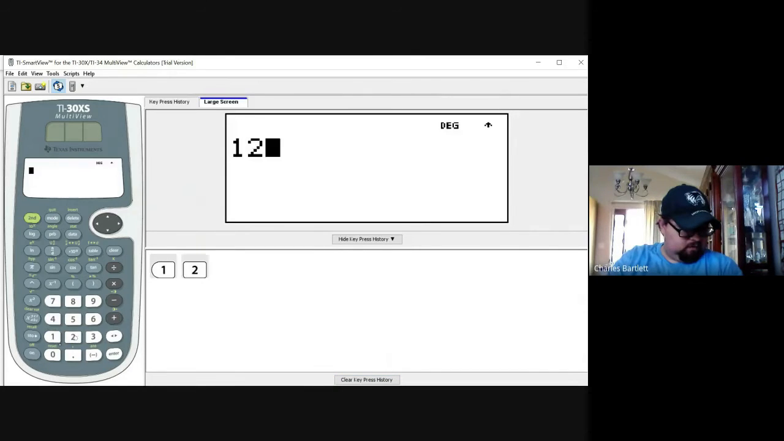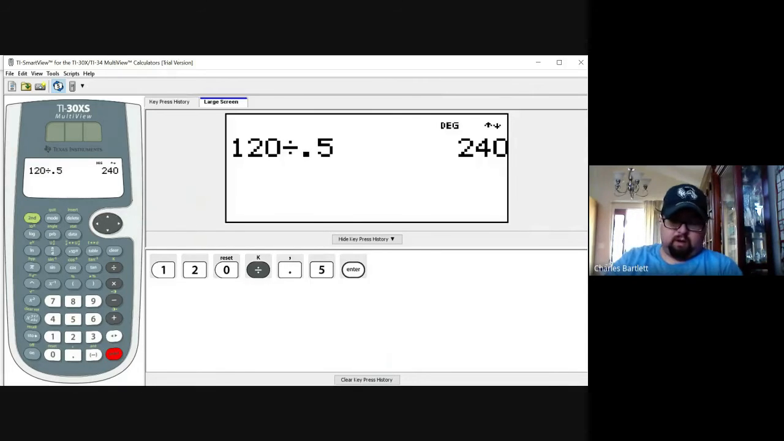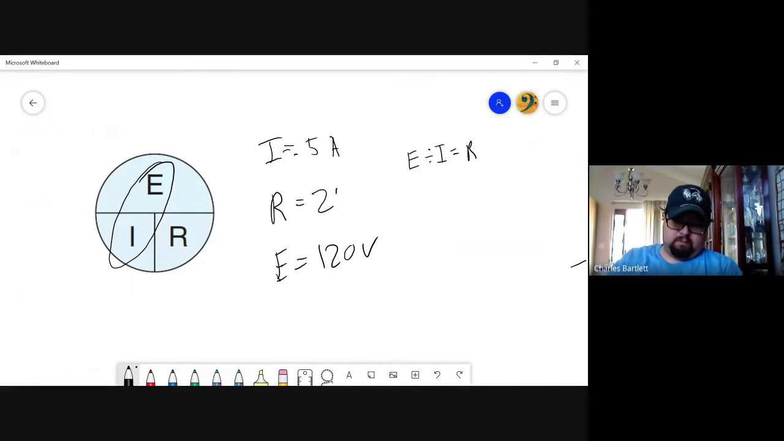So we've got our 120 and we're going to divide that by 0.5. Those are the two values we have. And it's going to give us 240. And what is that 240? Well, that 240 is our resistance. So we can put 240 right there. And then our little upside down U symbol for ohms.